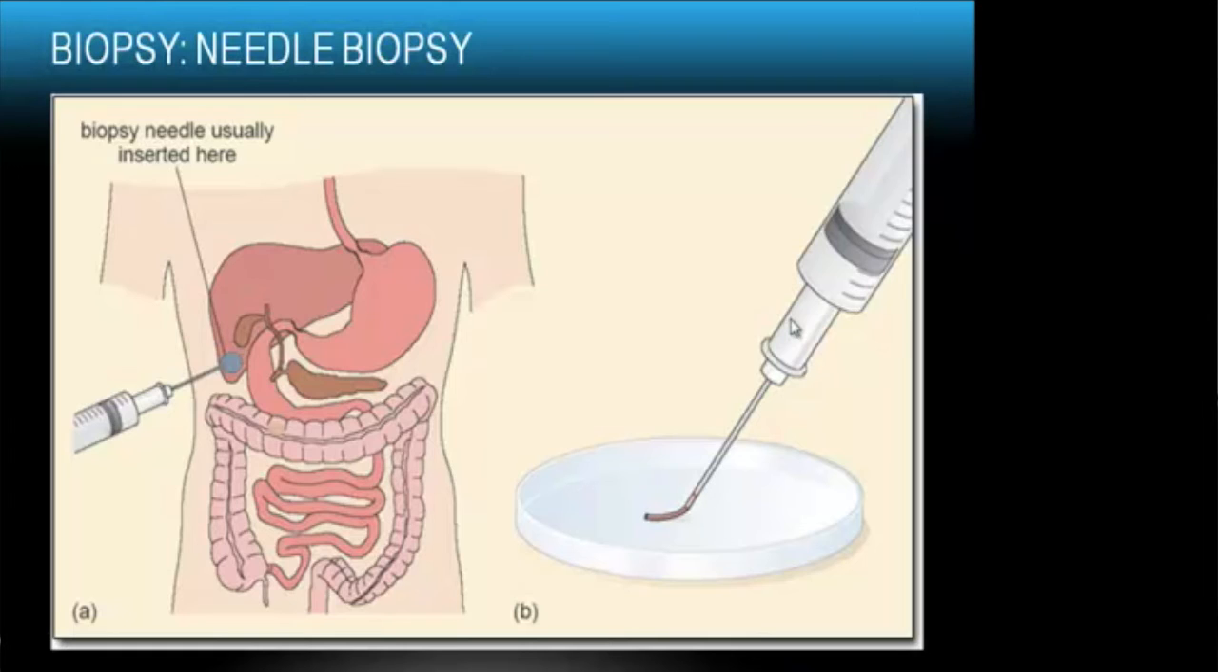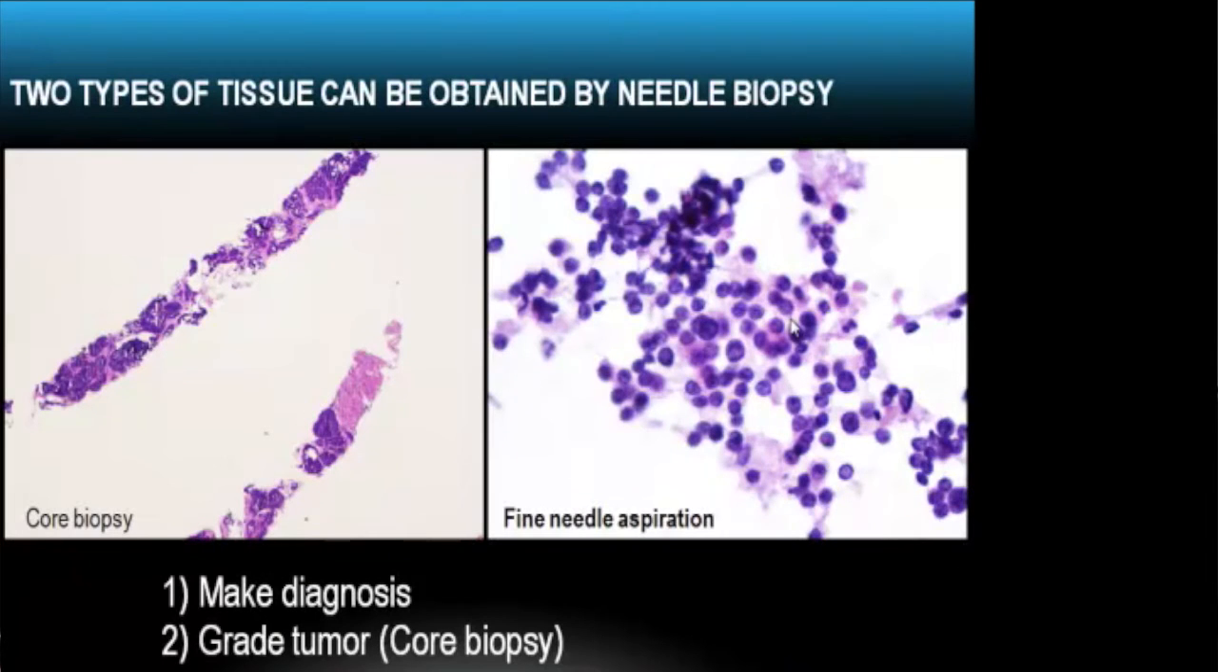I have a picture here that shows a liver. There's a mass, a metastatic carcinoma tumor, in the liver. Usually radiologists will locate the lesion and then insert a needle into it, and then aspirate and get a small piece of tissue from that tumor. So that is a needle biopsy. There are two types of tissue that can be obtained by needle biopsy. One type, this one on the left, is a core biopsy, and the other one is fine needle aspiration.